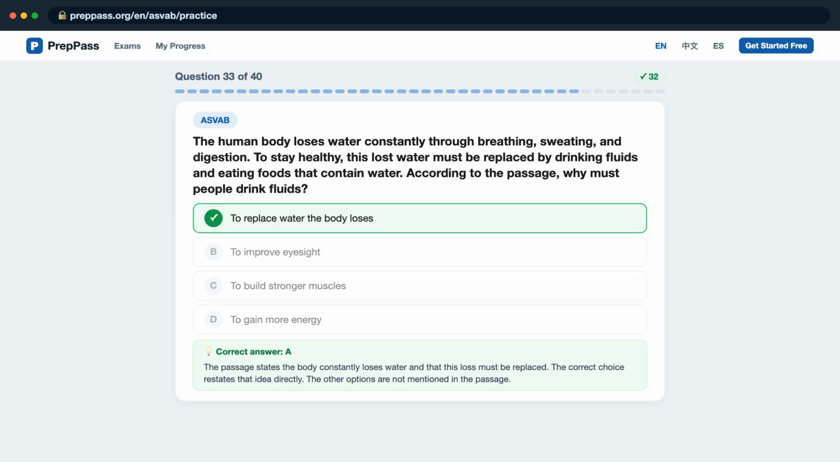The correct answer is A. The passage states the body constantly loses water and that this loss must be replaced. The correct choice restates that idea directly. The other options are not mentioned in the passage.